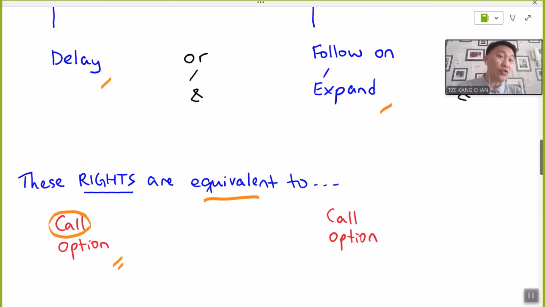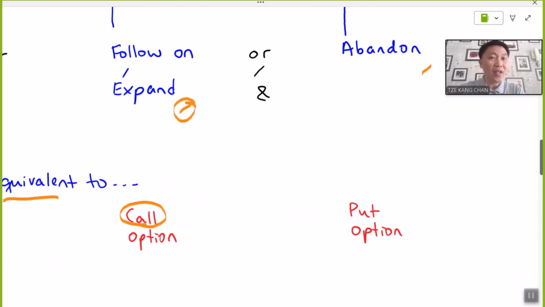Whereas, should projects allow the owner to follow on and expand further, that is another type of right, equivalent to the right to buy the asset for more, should circumstances turn out to be viable. That is another type of option equivalent to a call option. However, if a project allows the project owner to abandon, to drop the project before completion, that is equivalent to a right to dispose of, to drop the project.